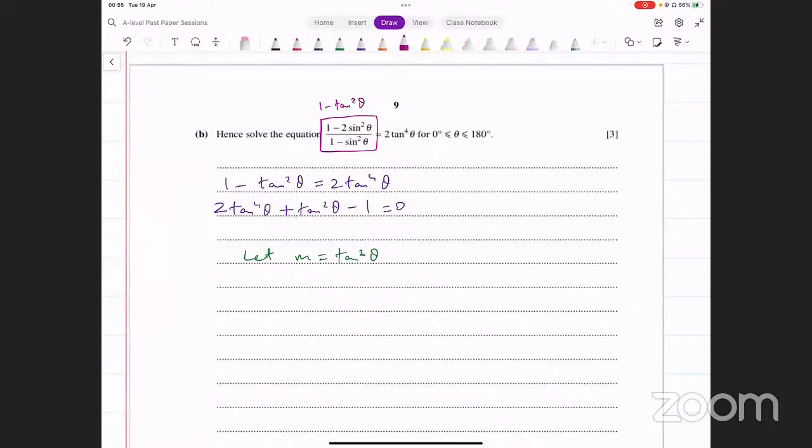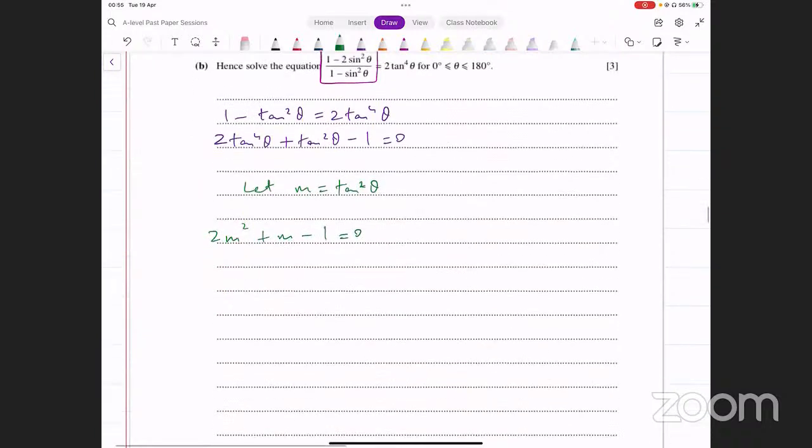अगर आपकी पावर्स की रेशियो 2:1 है, ये 4 है, ये 2 है, 2:1 की आपकी पावर की रेशियो आ रही है. What does it become? 10 raised to power 4 क्या हो जाएगा? अगर m ये है, that's going to be m raised to power 2. 2m square plus m minus 1 equals 0. We solve this quadratic equation.